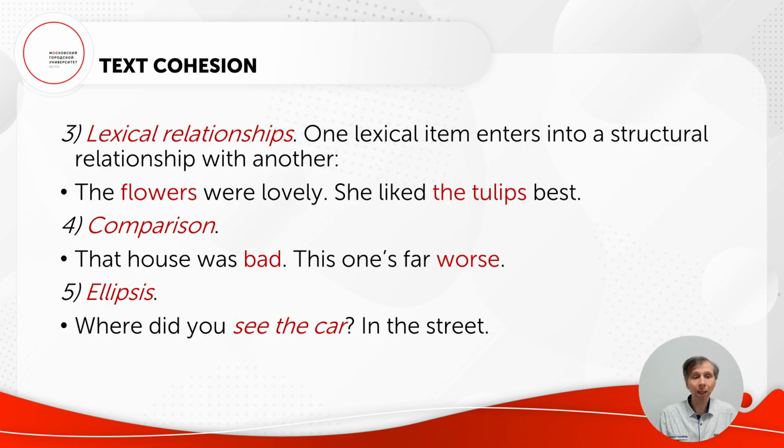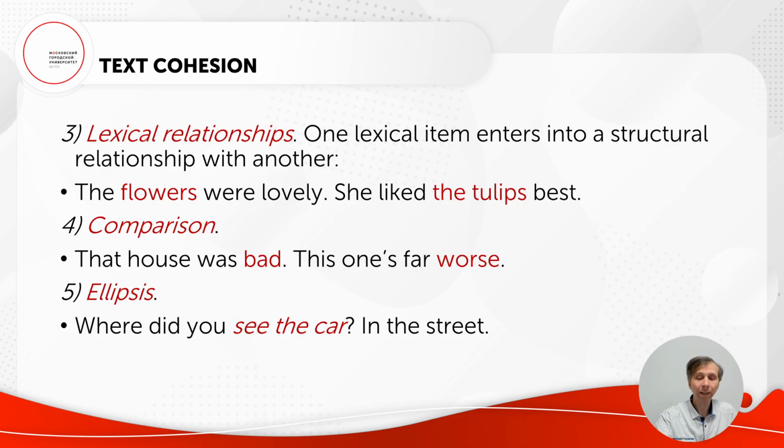And finally, ellipsis. Ellipsis, the intentional or unintentional elision, that is, dropping of an element. For example, where did you see the car? In the street. We will not be able to understand the meaning of the sentence in the street unless we are referred to this elided element, see the car. Because the full text would be, I saw the car in the street. However, even if we don't repeat this segment of the sentence, we can still get the idea of the second sentence by comparing it to the full question.